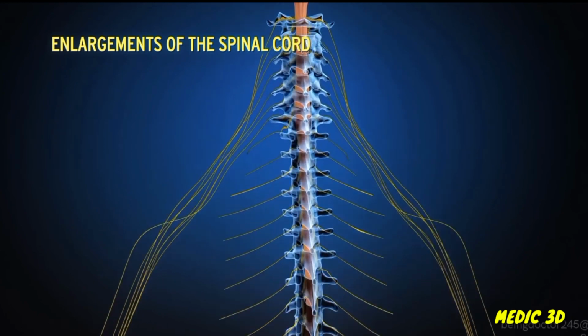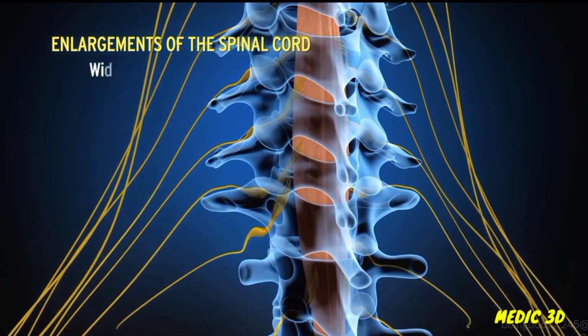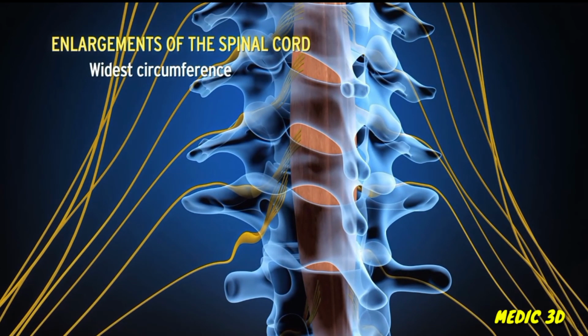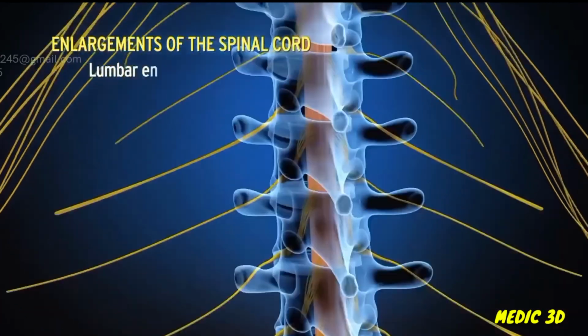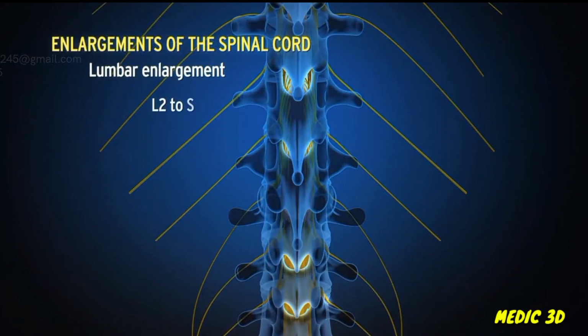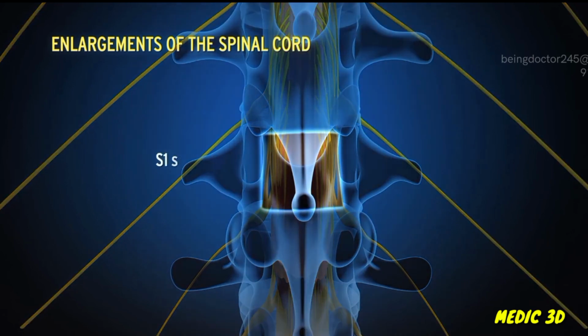Cervical enlargement extends from C4 to T2 segments of the spinal cord, and the widest circumference is at the level of C6 segment, which is around 3 to 4 centimeters. Lumbar enlargement extends from L2 to S3 spinal segments of the spinal cord, and the widest circumference is at the level of S1 segment, which is around 3.5 centimeters.